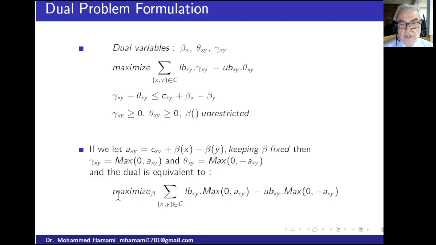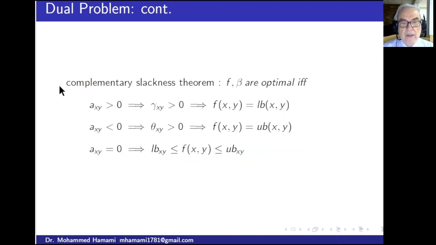So this is the dual problem, and the dual here doesn't have any constraints. The beta could be anything, and we want to maximize over beta. Okay. Now that we have the primal and we have the dual, from my previous video, we could use what's called the complementary slackness theorem. And the complementary slackness theorem says the following.